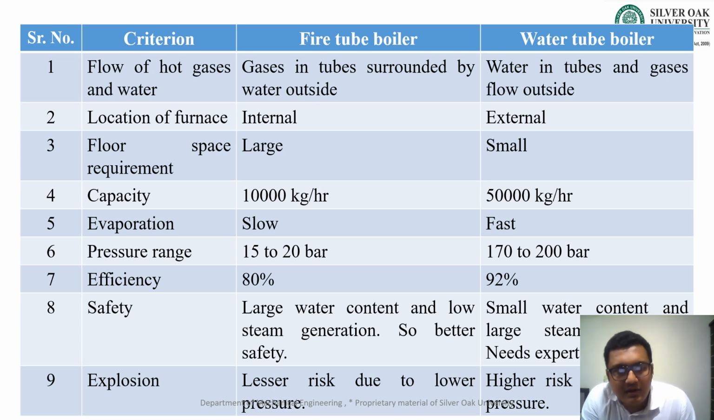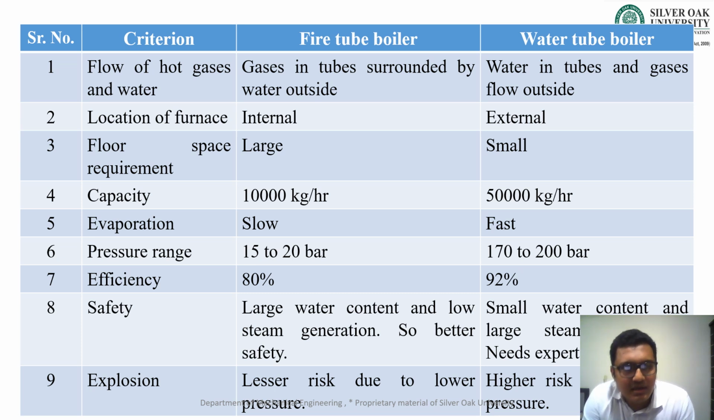For the fire tube boiler, gases are inside the tube, that's why the boiler is called the fire tube boiler, and water is outside the tube. And for the water tube boiler, water is inside the tube and gases outside the tube, that's why that boiler is called the water tube boiler. Second one is the location of furnace. If the location is internal, then it is called an internally fired boiler. If external, then it is called an externally fired boiler. So for the fire tube boiler, the location of furnace is internal, and for the water tube boiler, the location of the furnace is external.